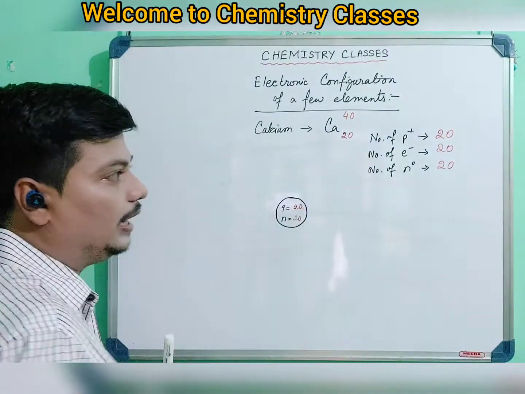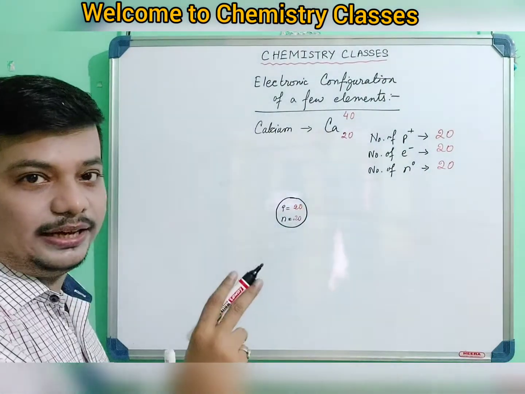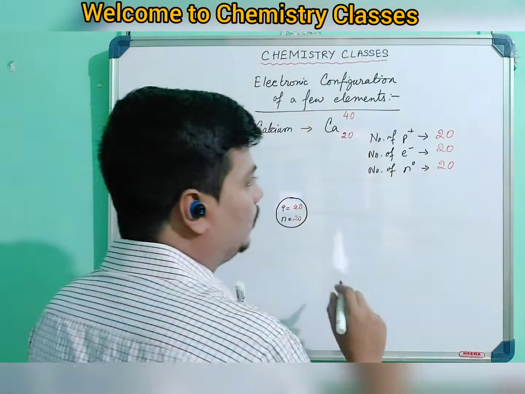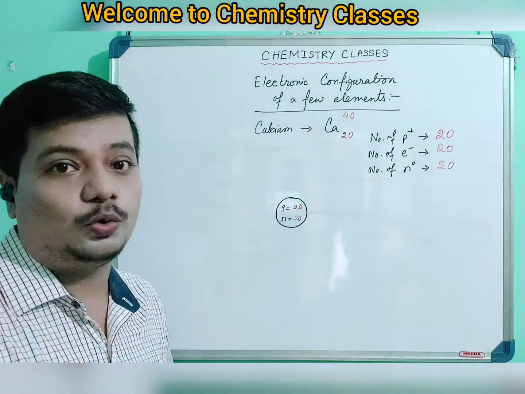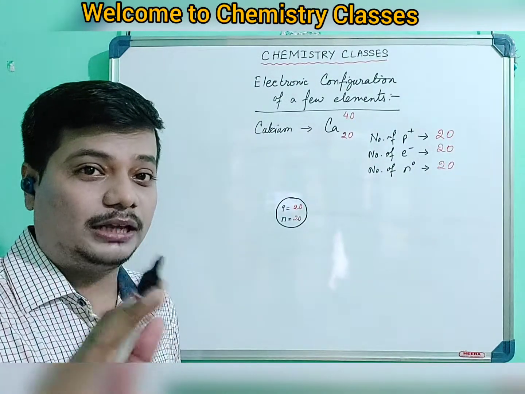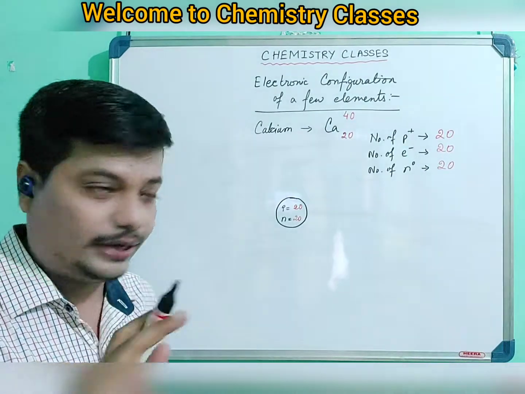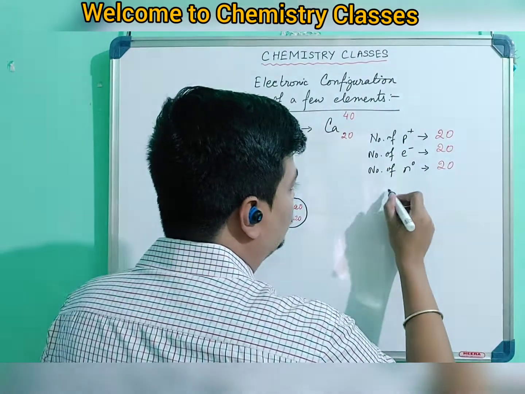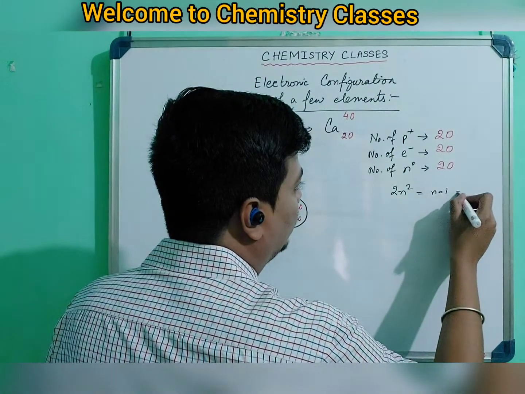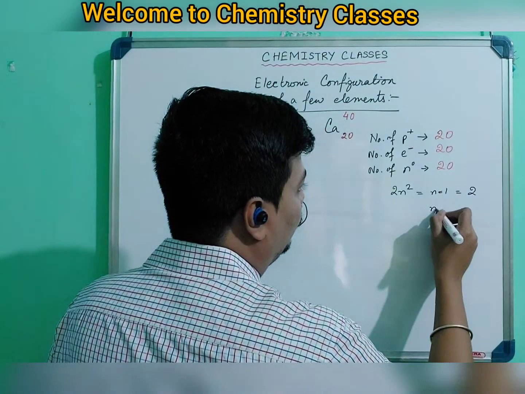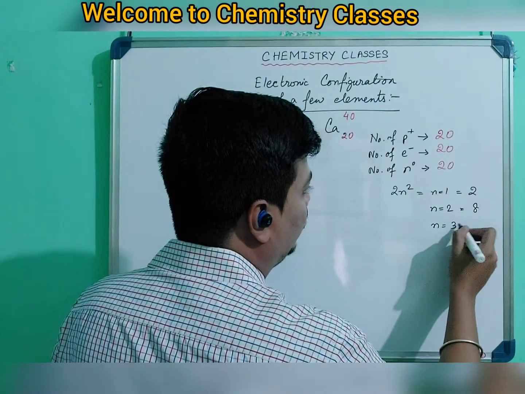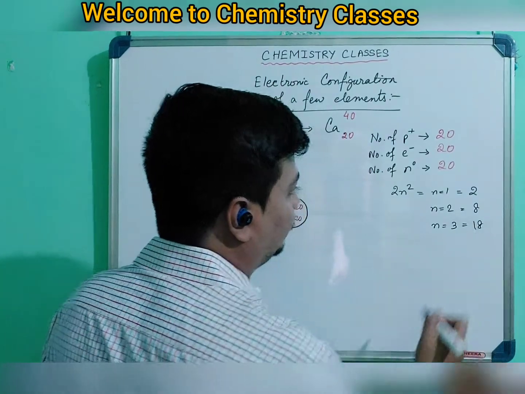Now over here, as you see, there are 20 electrons and I will have to fit them in the different shells. If you want, you can use the 2n square formula that I have given you in my last class. So using the 2n square, you can do it. I'm showing you how. For n equals 1, it will be 2. For n equals 2, it will be 8. For n equals 3, it will be 18.